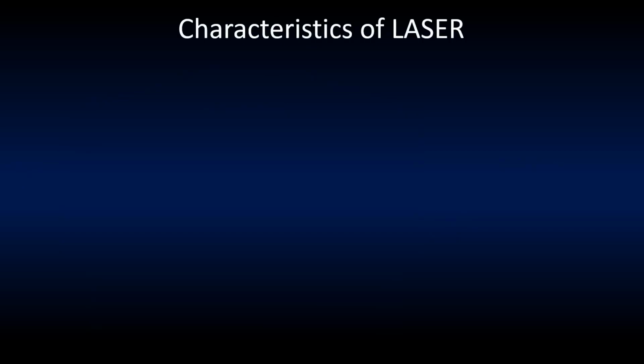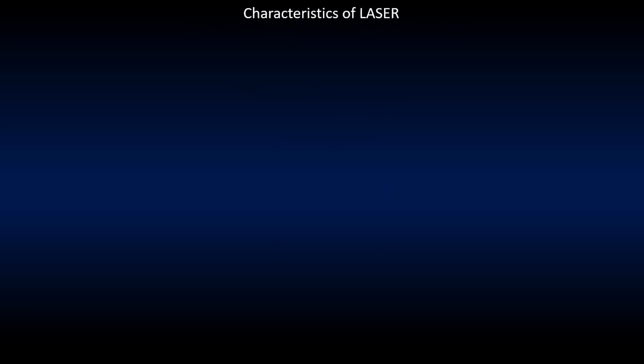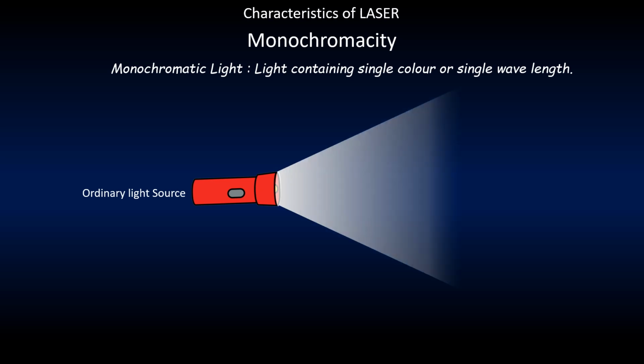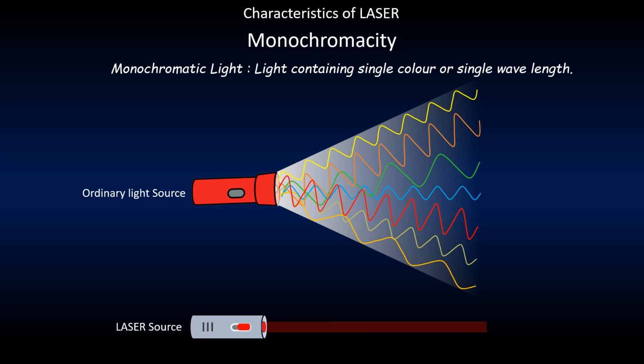Laser beam has unique characteristics, namely monochromaticity, coherence, directionality, and high intensity. Monochromaticity. Monochromatic light is a light containing single color or wavelength. Photons emitted from ordinary light source have different wavelengths, that is, different colors. Therefore, ordinary light is a mixture of waves having different wavelengths. On the other hand, in laser, all emitted photons have same wavelength. Hence, light waves of laser have single wavelength, or we say single color.